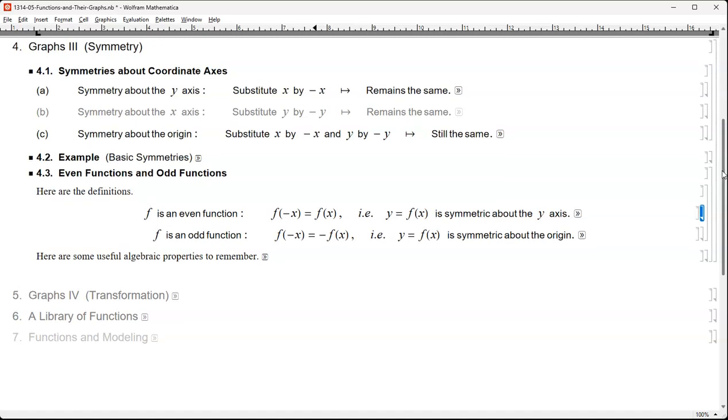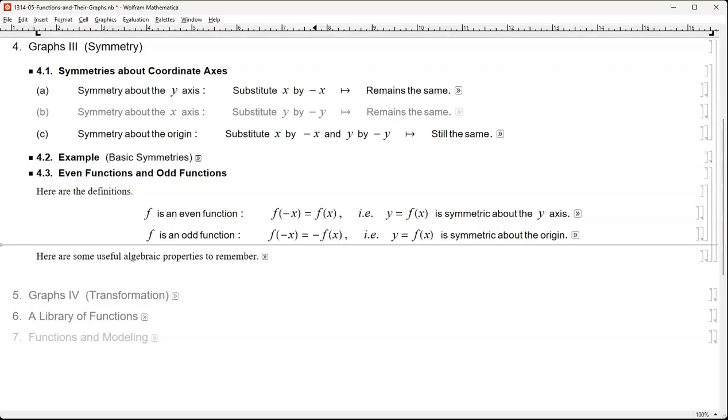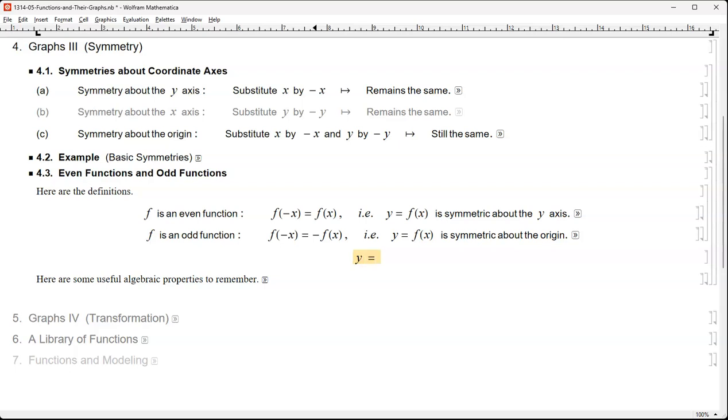Now, a graph of an odd function, which is symmetric about the origin, goes like this. f of negative x is negative of f of x. In that case, the graph of that function is symmetric about the origin. Can you see that? Can you see that behavior? y equals f of x. Symmetric about the origin, so substitute x by negative x and y by negative y.